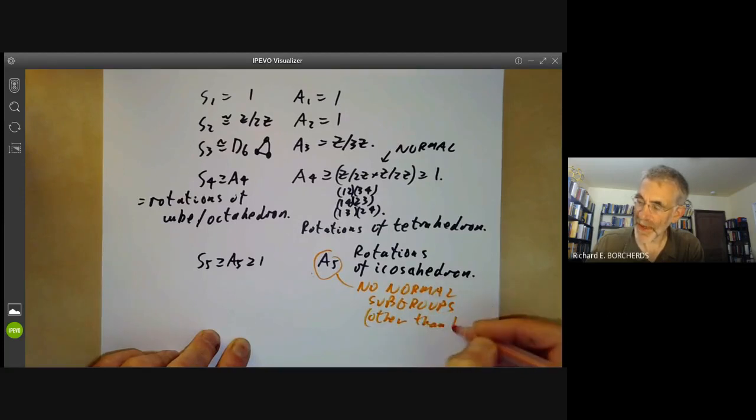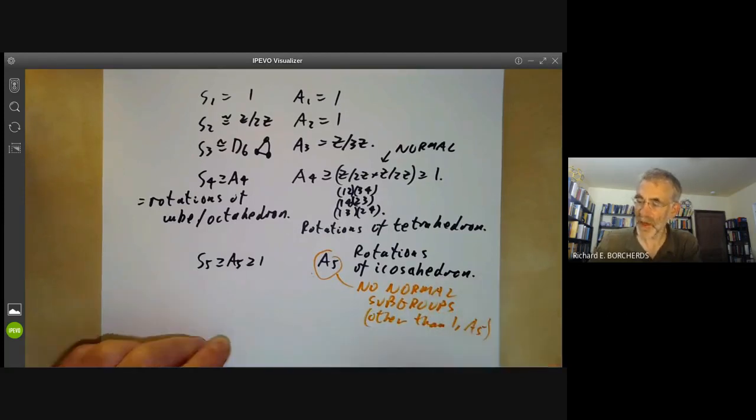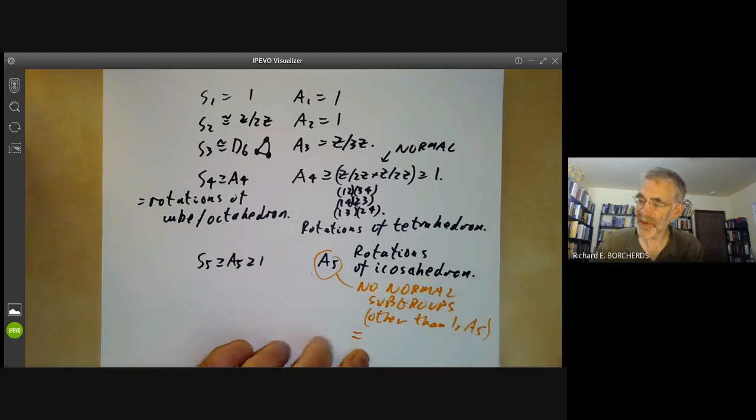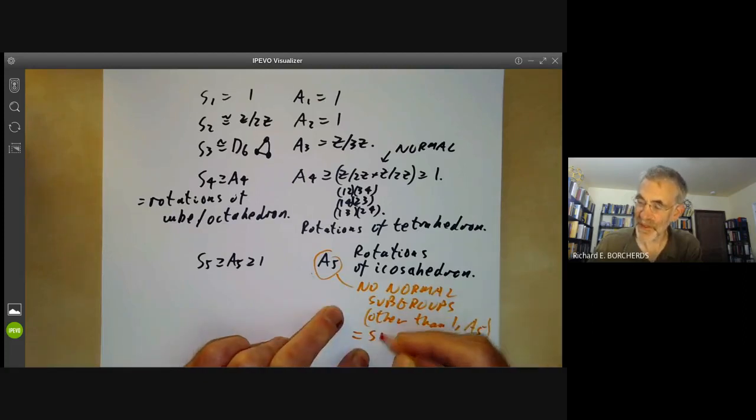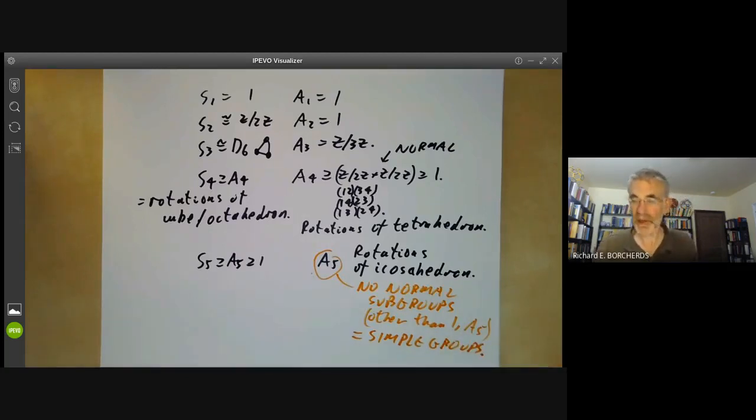Other than 1 and itself. So groups with no normal subgroups other than 1 and themselves are, of course, called simple groups. Some simple groups are the cyclic groups of prime order, and A5 is the smallest simple group that isn't cyclic of prime order. We'll probably say more about those later.